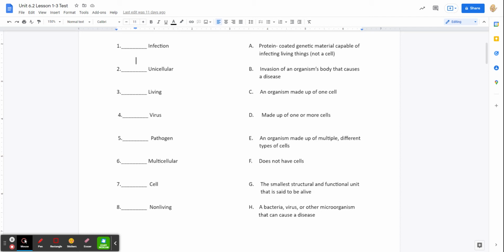B, invasion of an organism's body that can cause a disease. This is the invasion. Is it infection, unicellular, living, virus, pathogen, multicellular, cell, or non-living? C, an organism made up of one cell, a single-celled organism. Infection, unicellular, living, virus, pathogen, multicellular, cell, or non-living.